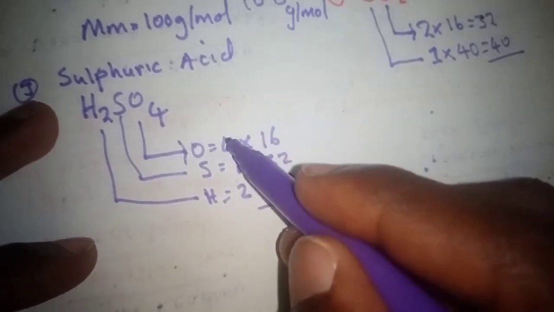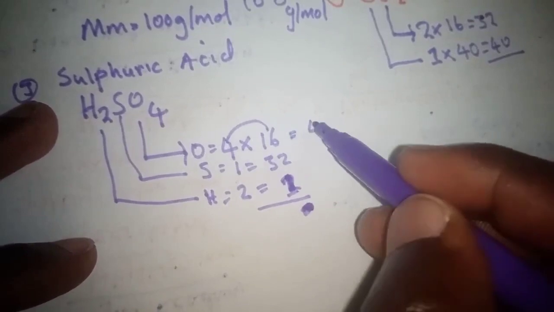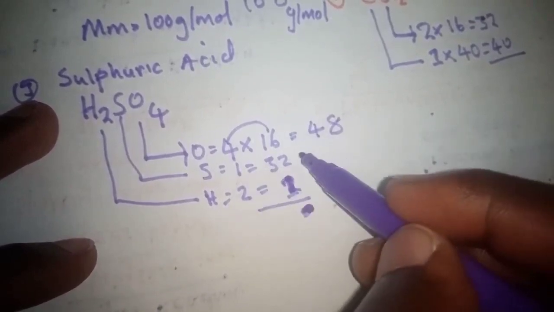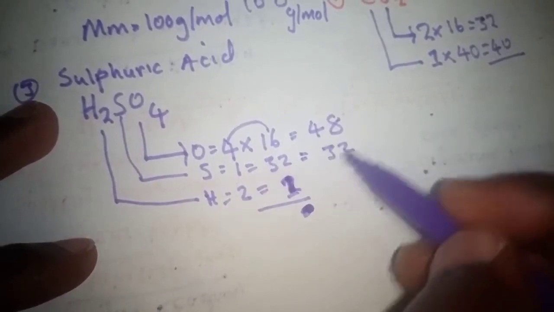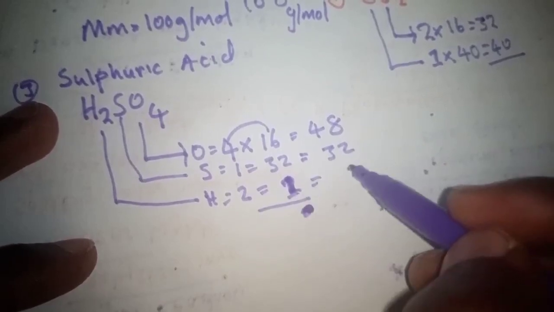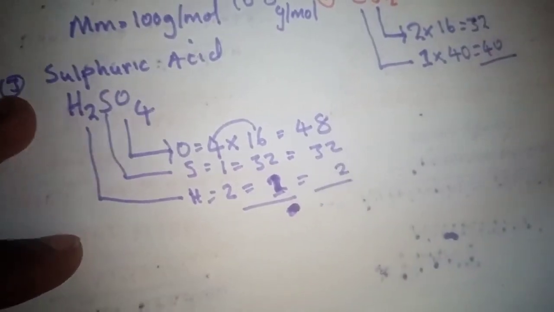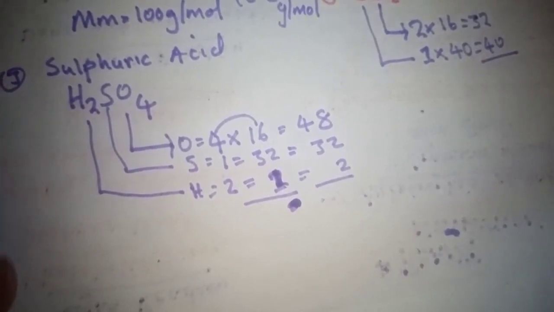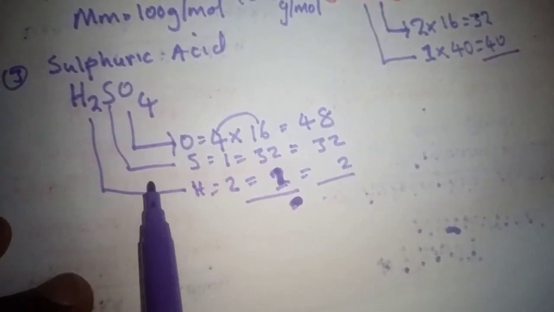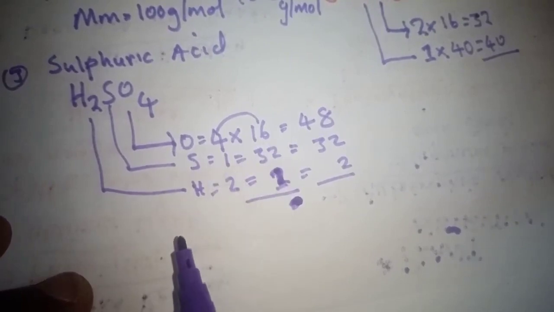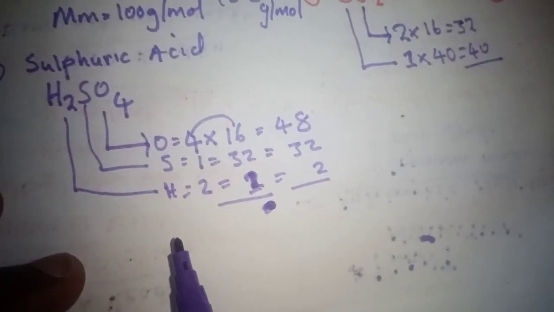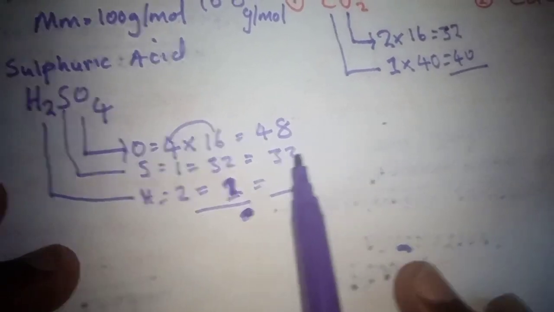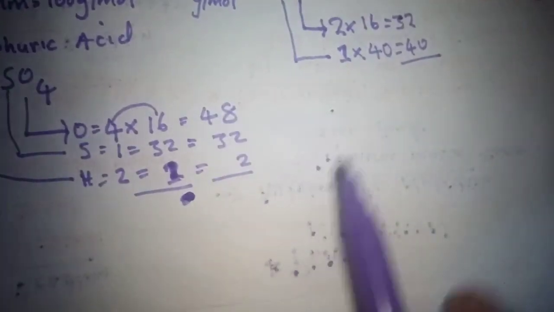We are not yet done. So 4 by 16, that is 48. 1 by 2, that is 32, and then 2 by 1, that is 2. So this is what we have now. Okay, I see where we've made a mistake here. So let's redo this again.